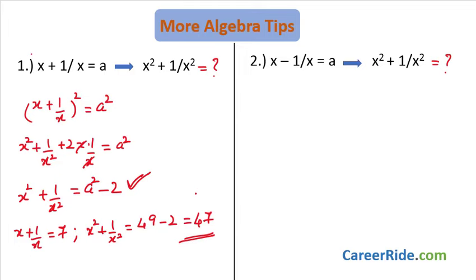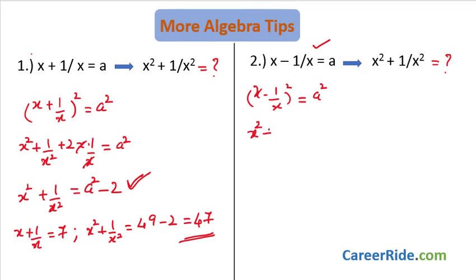It's very easy. Now, coming to the second variety, where x minus 1 upon x is equal to a is given to you and you are expected to find again the value of x square plus 1 upon x square. Again, I can take the same approach. x minus 1 upon x, if I square this, then I have to square the other side also. So it becomes equal to a square. Now, can I open the bracket? Yes, of course I can.